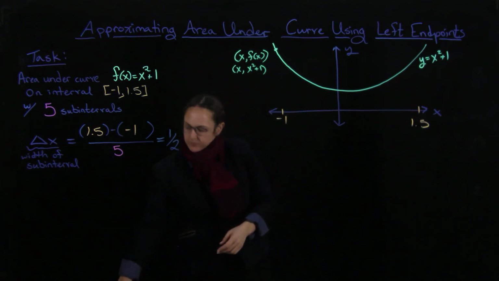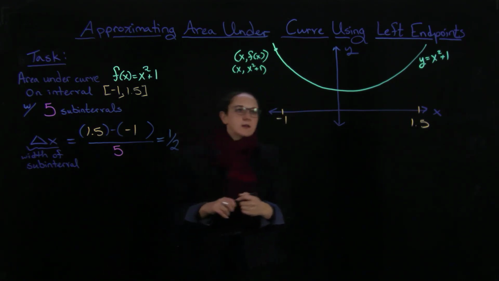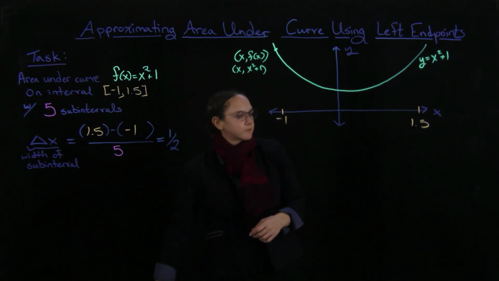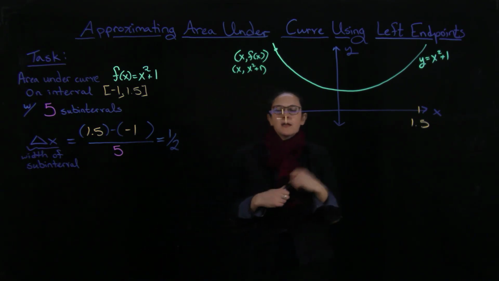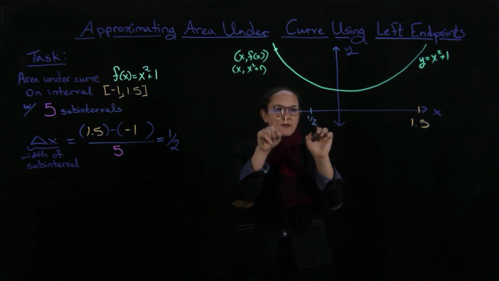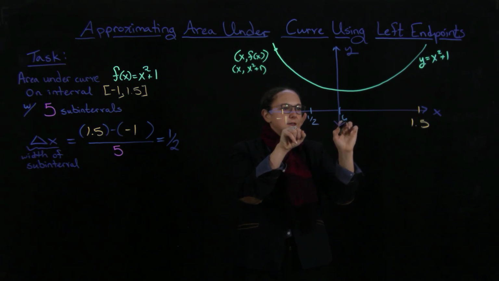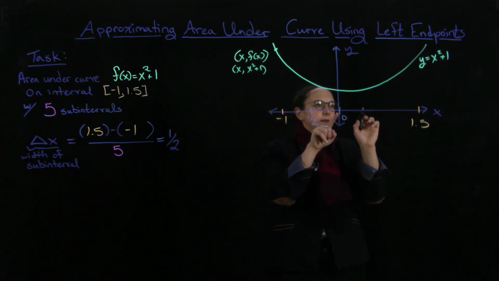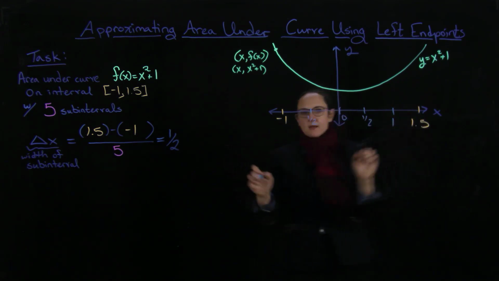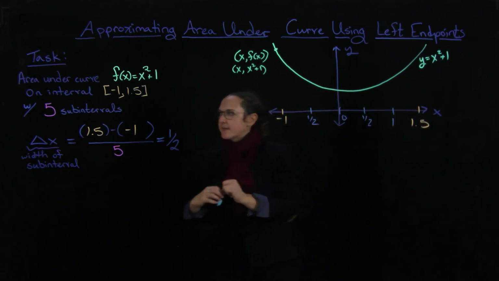Okay, so if that's my width, then how do I get the other endpoints of my intervals? Well, I go through and start with -1, and I add 0.5, so here I get -1/2. I add 0.5, I get 0. I add 0.5, I get 1/2. I add 0.5, and I get 1. Okay, so now I've divided this up into 5 subintervals.